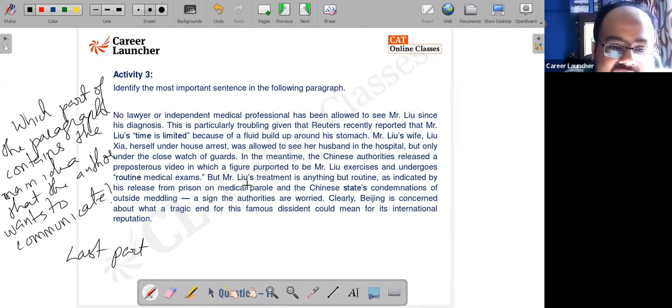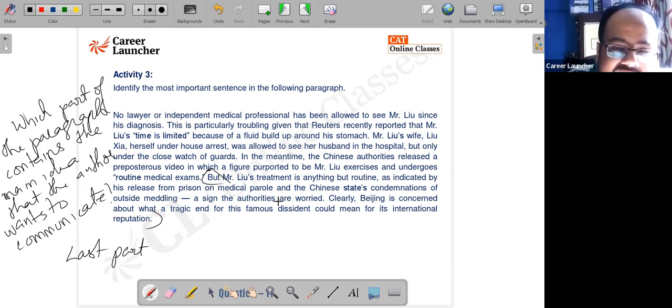So here, the last 2 sentences, where it says Mr. Liu's treatment is anything but routine, a sign the authorities are worried. Clearly, Beijing is concerned about what a tragic end for this famous dissident could mean for its international reputation. This portion of the paragraph, the last 1 or 2 sentences, is where the main idea is contained.